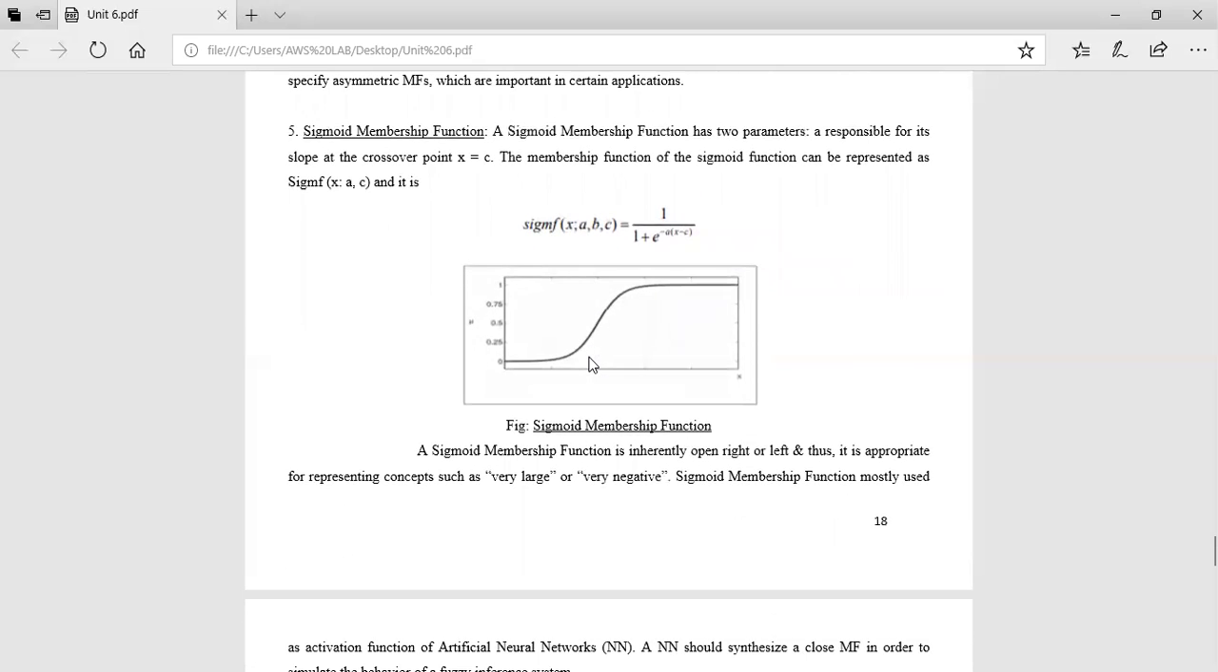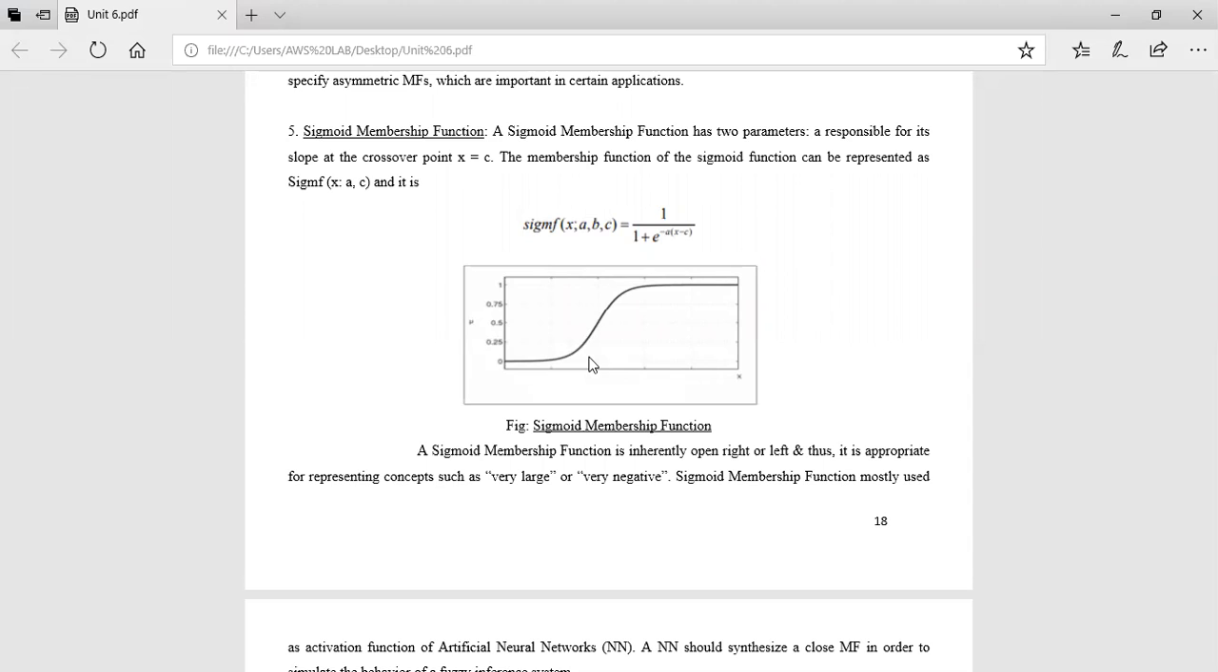So a sigmoid function is inherently open right and left, and thus it is appropriate for representing concepts such as very large or very negative. So sigmoid membership functions are used in machine learning. Why? Because there will be large numbers of data sets. Work is done on data sets there, so when a very large quantity comes, it will be represented using the sigmoid function, right?